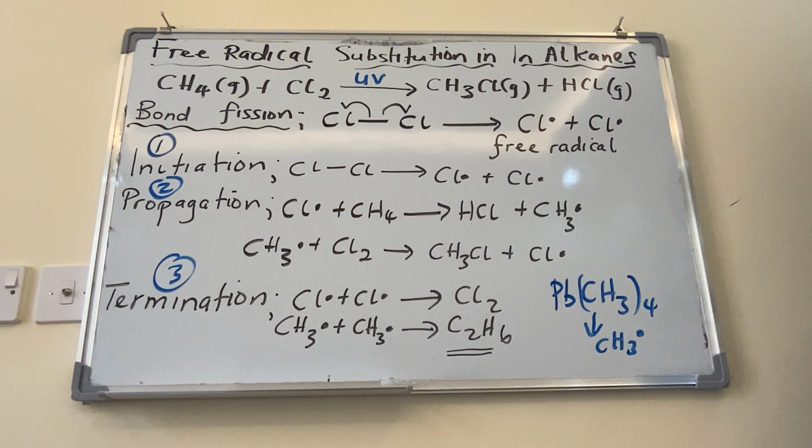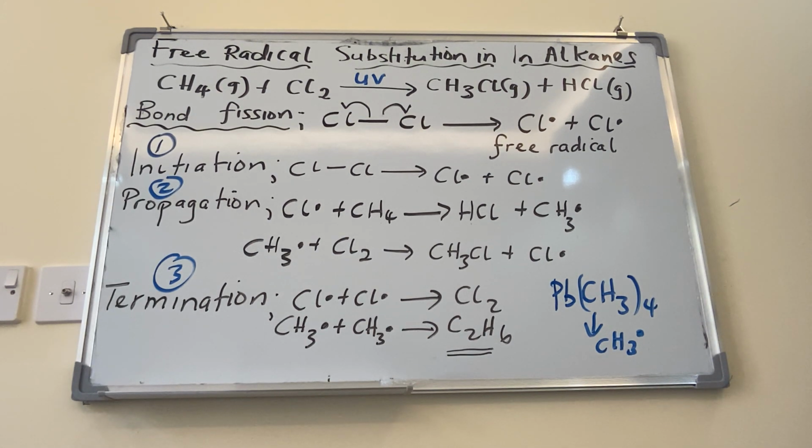So free radical substitution in alkanes is divided into 3 stages: initiation, propagation, and termination. The examinations at A-level will require you to remember all these 3 stages, okay? Remember, instead of chlorine, they can actually put bromine. Instead of methane, they can put propane, okay? And it's a substitution reaction because we were replacing one of the atoms, in this case hydrogen, with a halogen atom, okay?